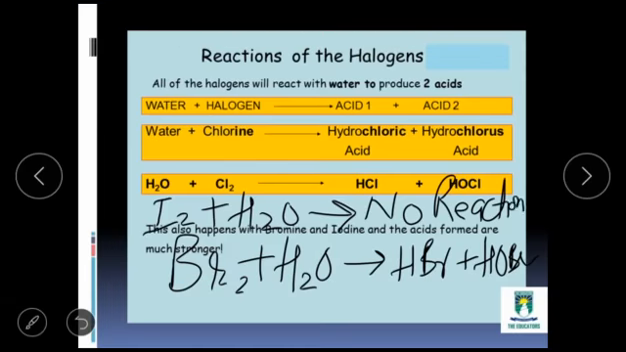Fluorine decomposes water in the cold. Chlorine decomposes water in the presence of sunlight. Bromine only reacts with water under special conditions, whereas there is no reaction between iodine and water.